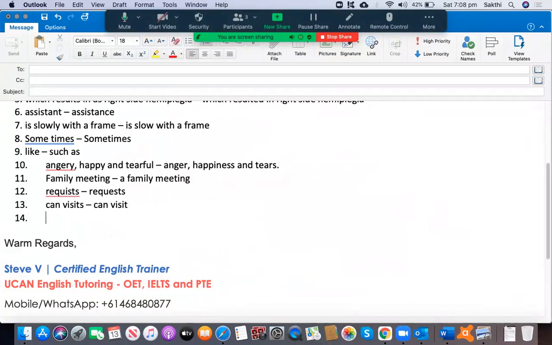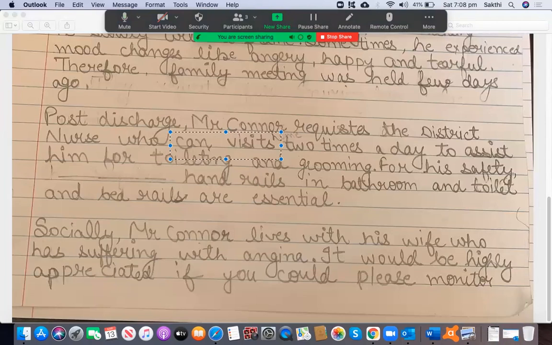After an auxiliary verb, like can, could, may, might, and so on, you should use only the present verb, that is, the base verb form only. Do not use the verb plus S form. That is wrong. Okay. Who can visit two times a day to assist him for toileting and grooming? That's okay.